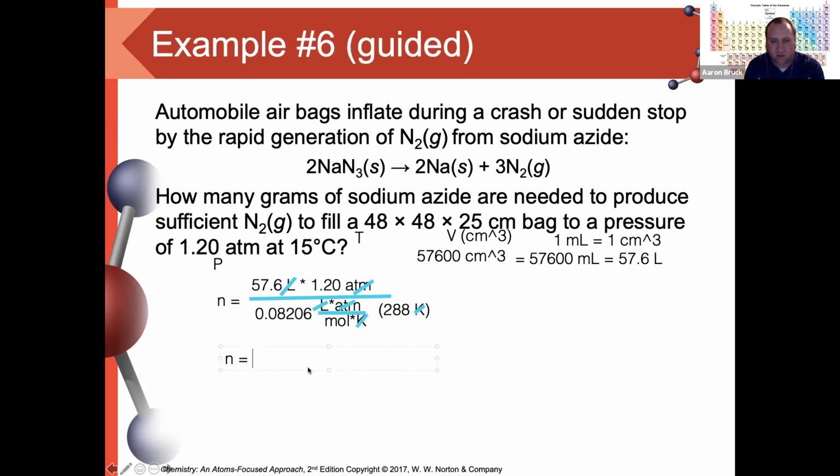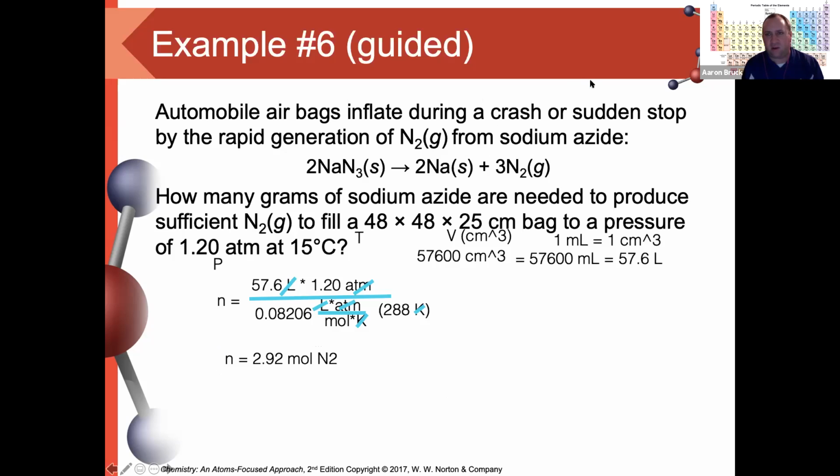57.6 times 1.2 divided by 0.08206 divided by 288. To 3 significant figures, I get 2.92 moles of nitrogen.